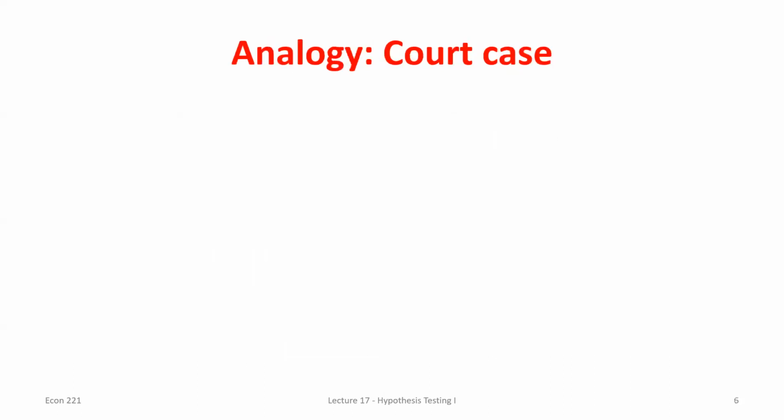Okay. So I'll give the analogy of a court case because I think it helps to think conceptually about what the null and alternative are. So if the null is the assumed true state of nature and the alternative hypothesis is the complement of that, what are we trying to test with a court case?